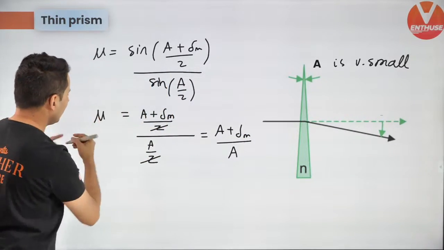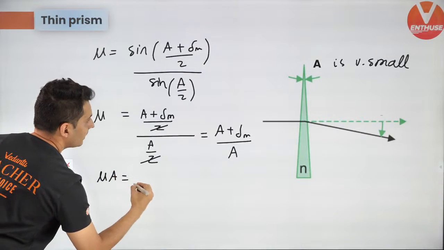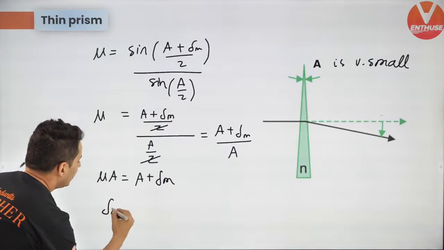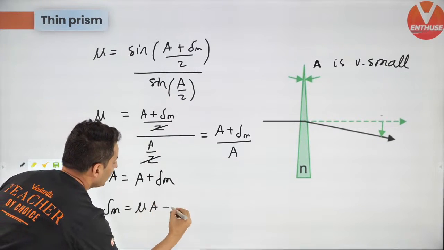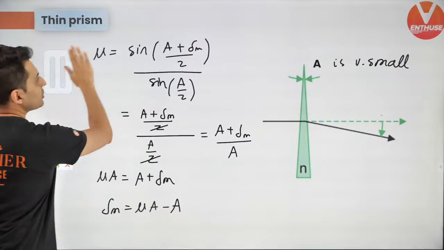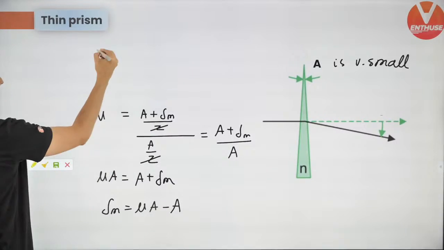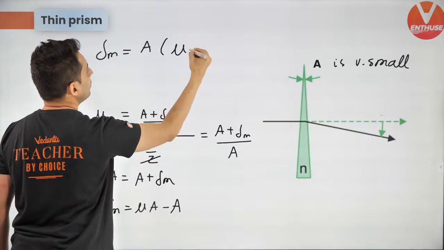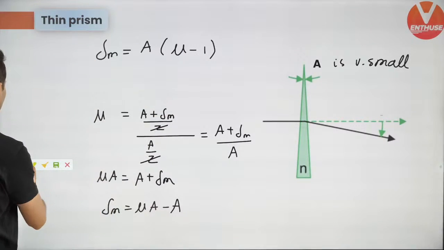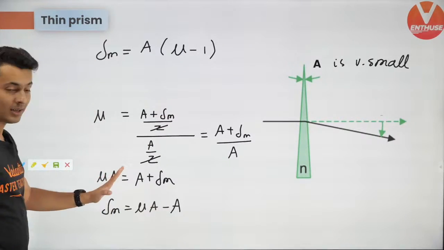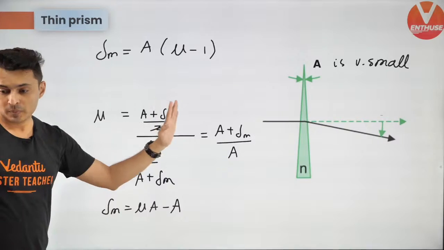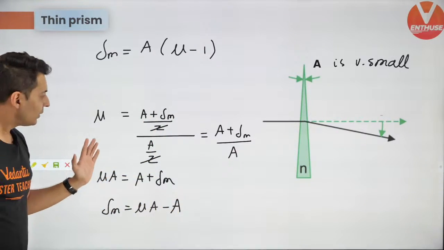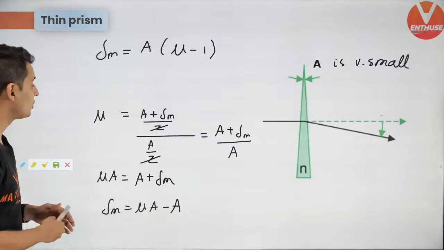Now shift that a over here, so it will become mu a is equal to a plus delta m, correct? So delta m will become mu a minus a. So eventually what I'm going to get, delta m is equal to a into mu minus 1. This is the formula. But okay, when the angles are very small, only then is this going to hold true.